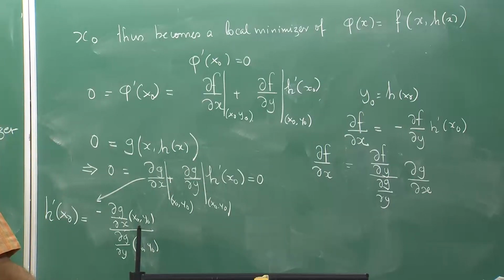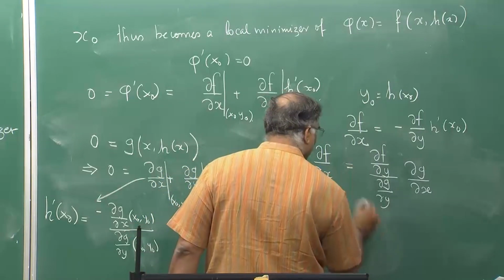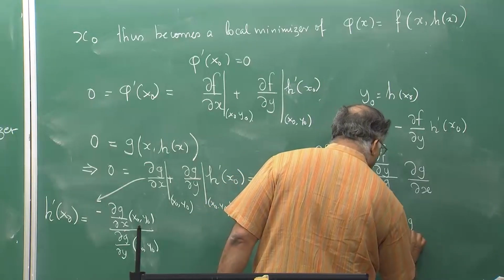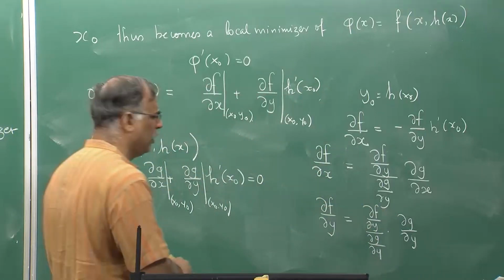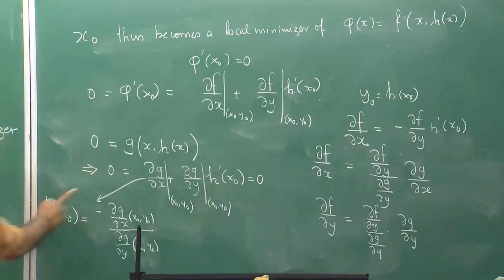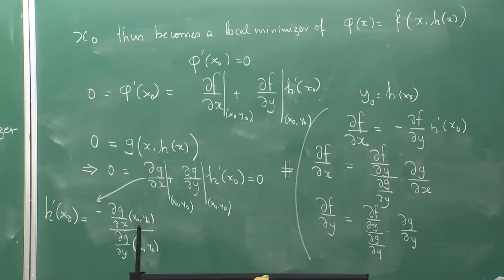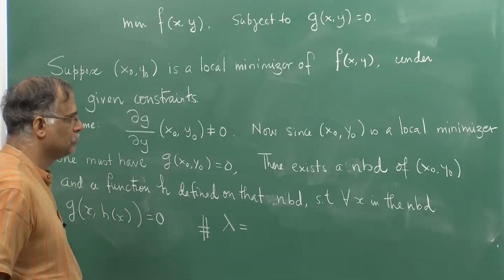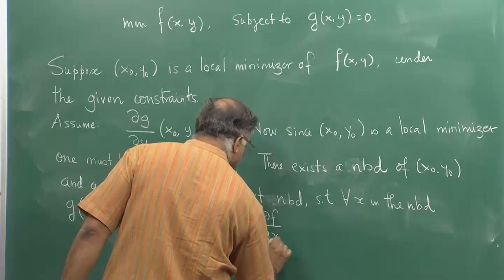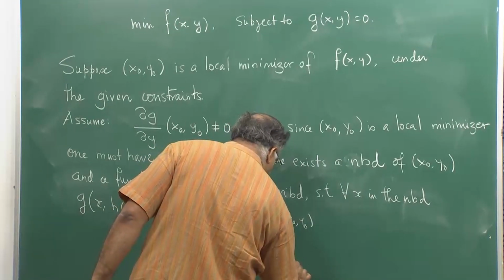Now interestingly enough, if you observe what is del f del y, these are all evaluated at x naught y naught. It is nothing but del f del y by del g del y into del g del x by del g del y. So this cancels and I have del f del y. What's important here is the following. From this part, I will now come to this part. Now I will set lambda equal to del f del x by del g del x evaluated at x naught y naught. This is my Lagrange multiplier, I am showing the existence of something.